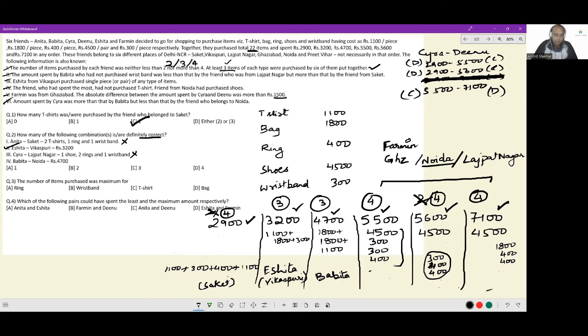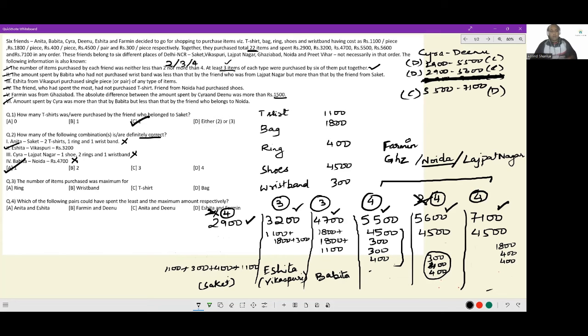But anyway, last case, Babita, Noida 4700. Babita 4700 is guaranteed. But we know Noida has to be in the final three spots. Babita is definitely not in Noida. So this is also wrong. So how many of the following combinations are definitely correct? There is only one combination, which is Ishita Vikaspuri 3200.